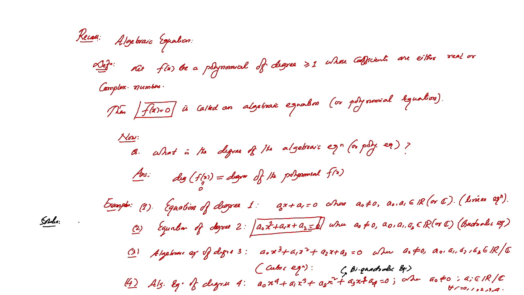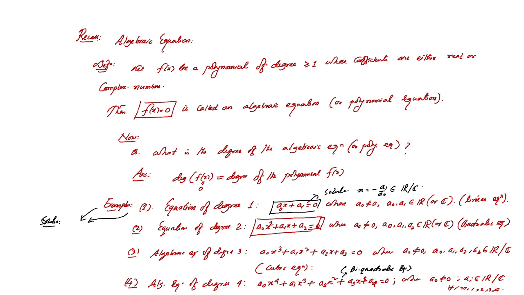Now, if we think about the solution of the equation of degree 1, say a0x plus a1 equals 0 and a0 not equal to 0, in that case the solution is basically x equals minus a1 by a0. This is either real or complex. So we can solve equations of degree 1 easily, but what should be the solution of any algebraic equation of degree 2, or polynomial equation of degree 3 and degree 4?